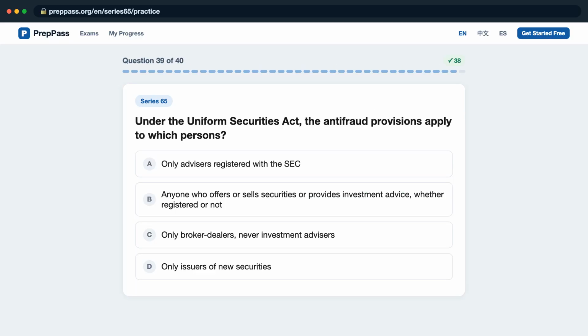Question 39. Under the Uniform Securities Act, the anti-fraud provisions apply to which persons? Is it A, only advisors registered with the SEC? B, anyone who offers or sells securities or provides investment advice, whether registered or not? C, only broker-dealers, never investment advisors? D, only issuers of new securities?